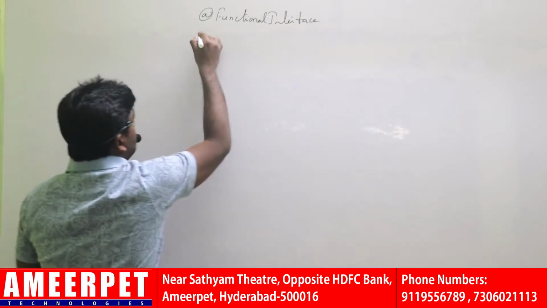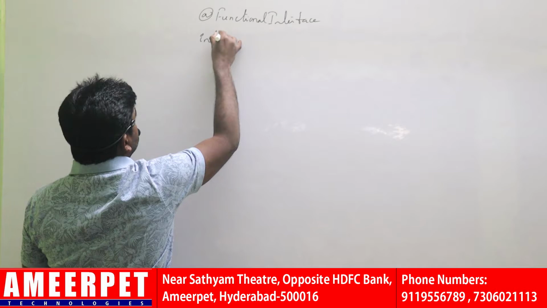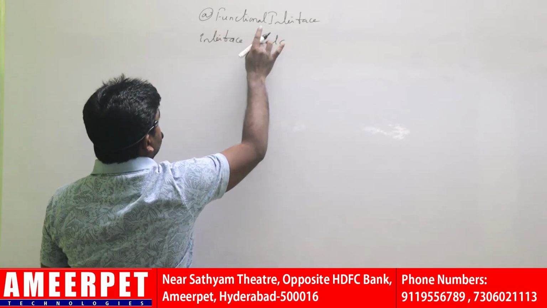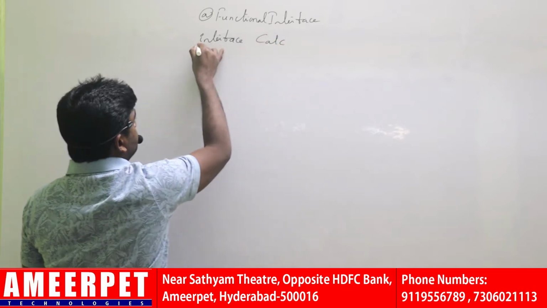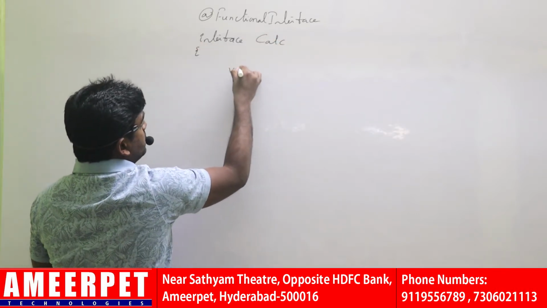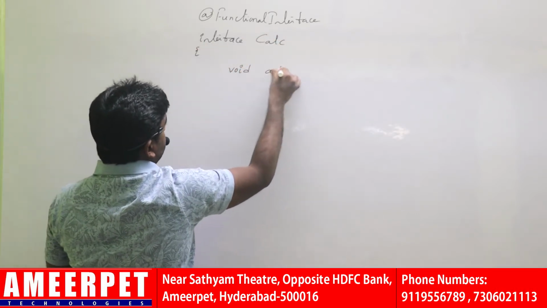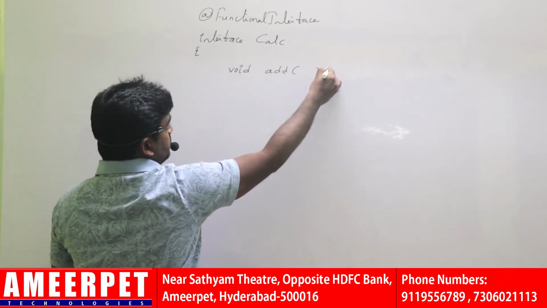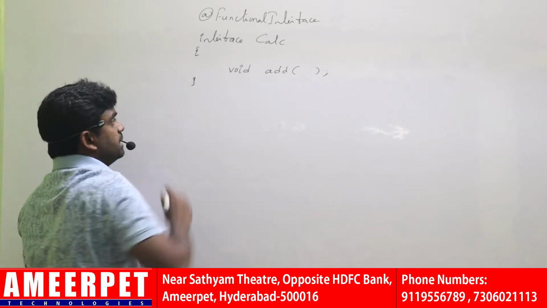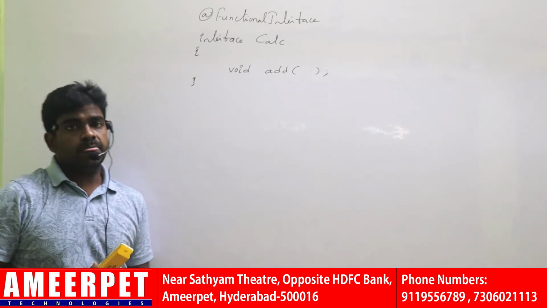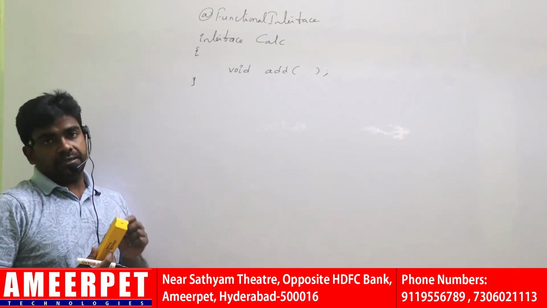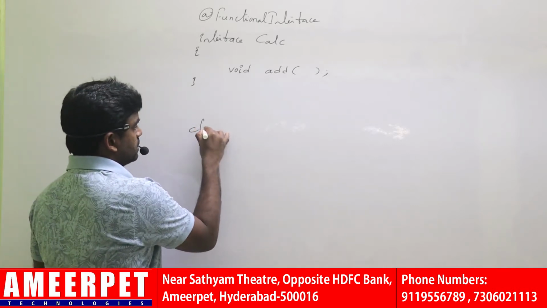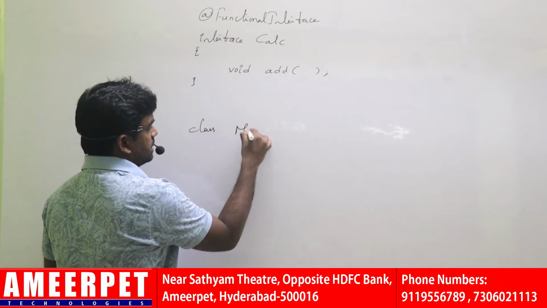Functional interface. I am taking one interface. Interface name is Calc, which contains a specification, an abstract method called add, which is not taking anything. A functional interface is an interface with one specification. How can we implement it in a Lambda expression? Suppose I am taking one main class, I am implementing inside the main class.